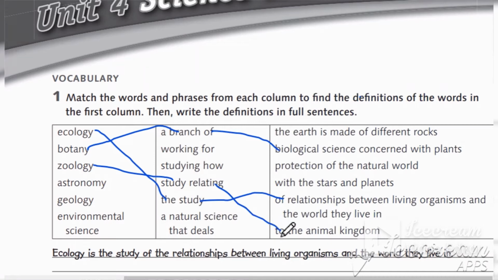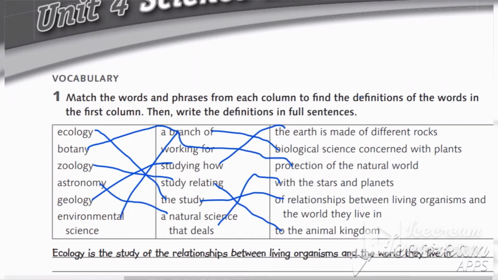The last ones. Astronomy, the study or the natural science that deals with the stars and the planets. Geology, the study of how the earth is made of different rocks. Excellent. Environmental science, the last one, is working for the protection of the natural world.